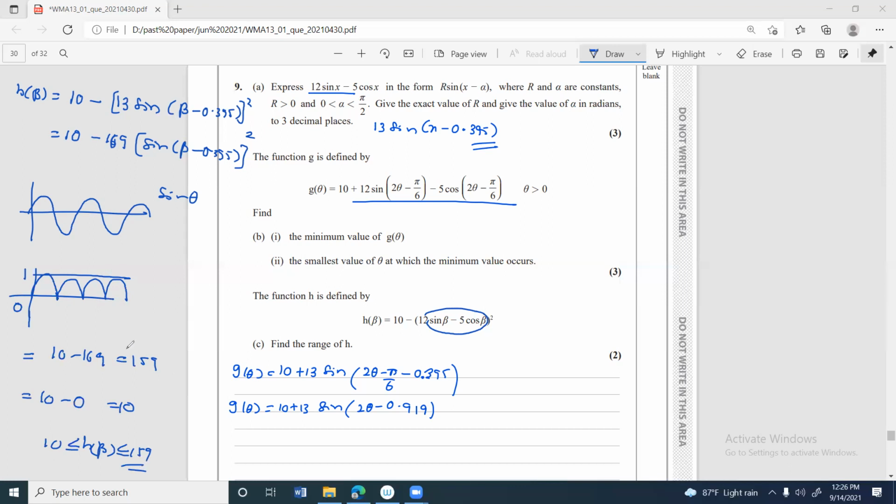Sorry, I made a mistake. This 10 minus 159 should be the other way around. h beta would be greater than minus 159 because it's a negative answer. I didn't see that. It should be less than 10. So during this range, the function tends to move up and down. That's a way of understanding this kind of question.